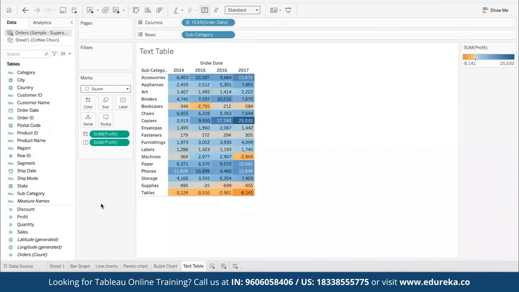Okay, so this is where we are not just showing the values, but we are also including color to help people understand where the numbers are high and which numbers are low, where we have loss, where we have profit, most profitable one is here. So we're indicating that very clearly by this chart. Okay, that is a text table.